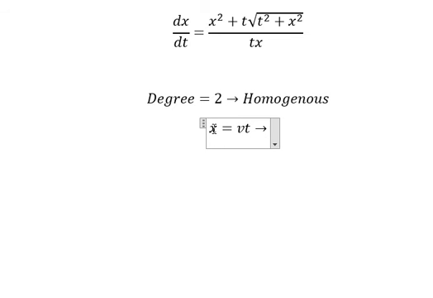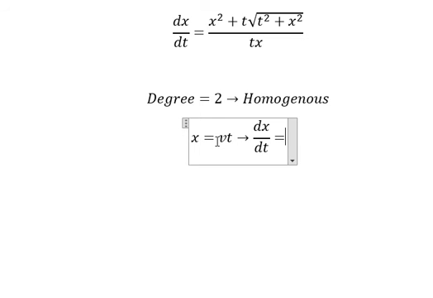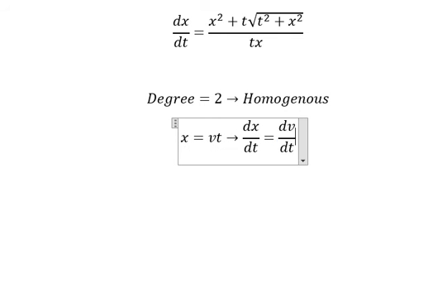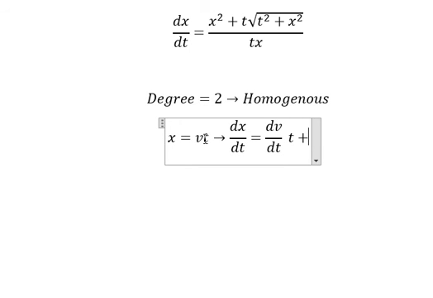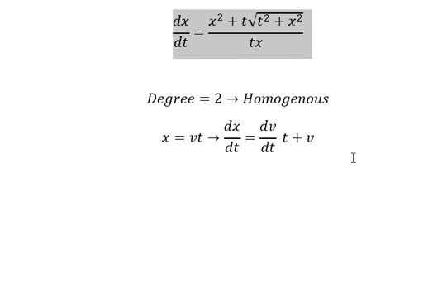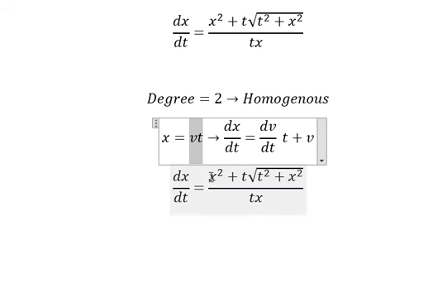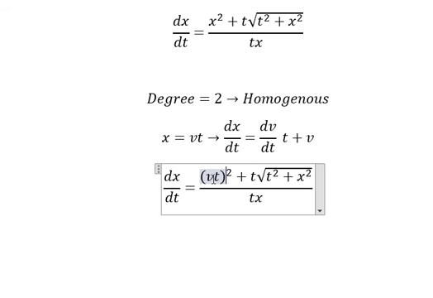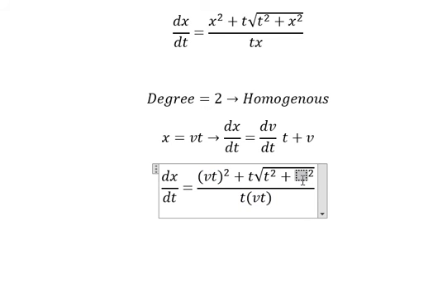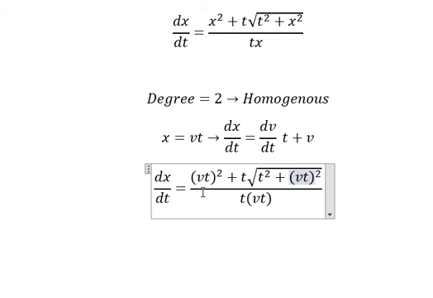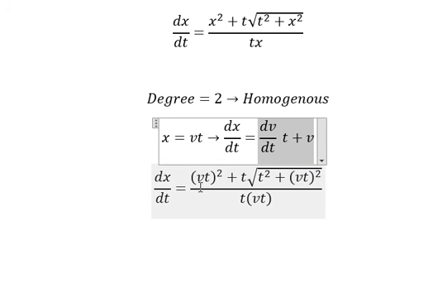So if we first take the derivative of this one, we have ds over dt. First the derivative of v, we have dv over dt multiplied by t. Then we take the derivative of t, we have v. For s, we change it by vt. And this one we change by this one.